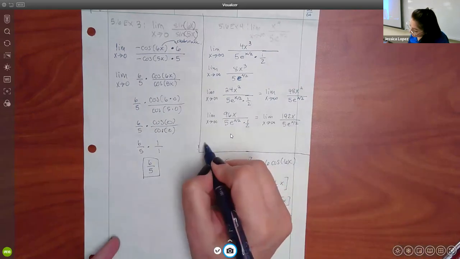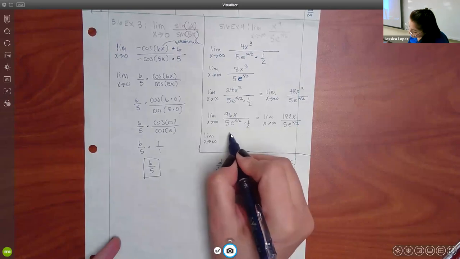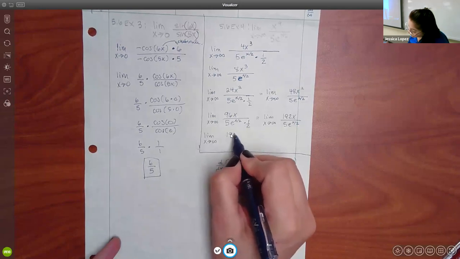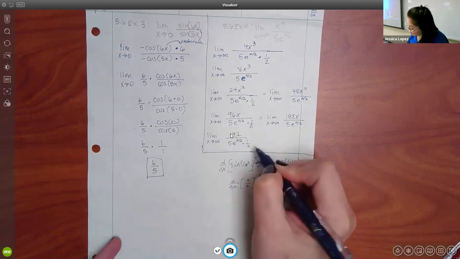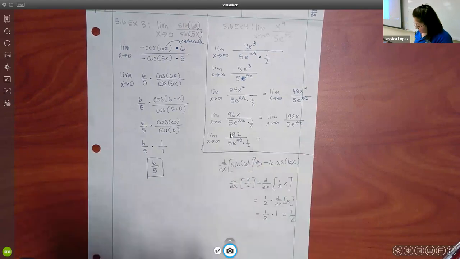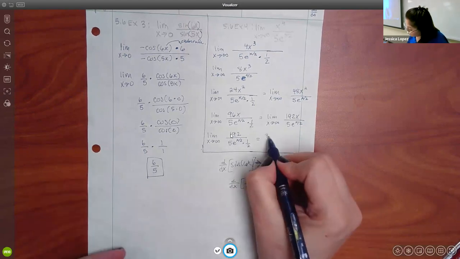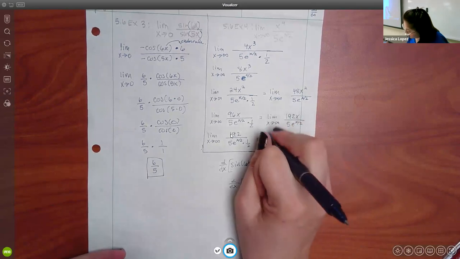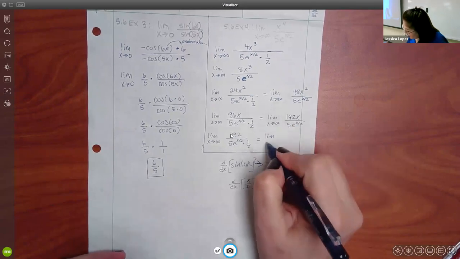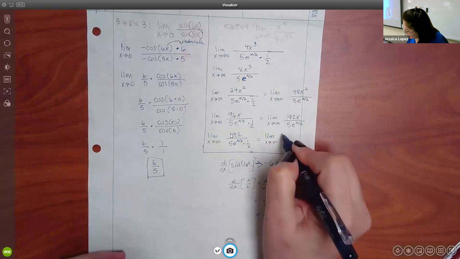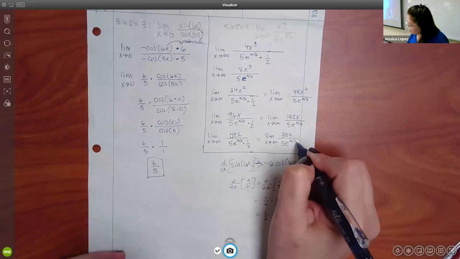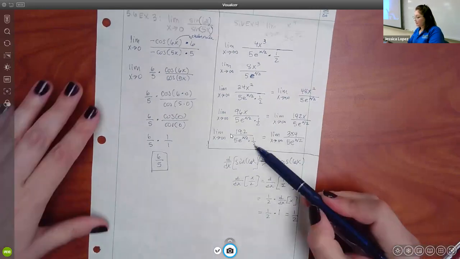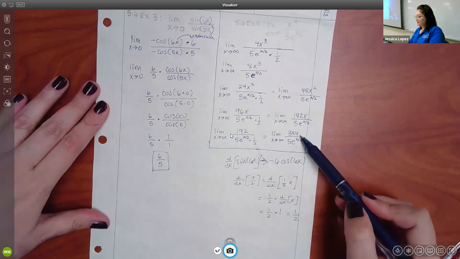And last time, I get just 192 over 5e to the x over 2 times 1/2. And that times 2 is 384. So I brought this 2 up again by multiplying, and I got this.